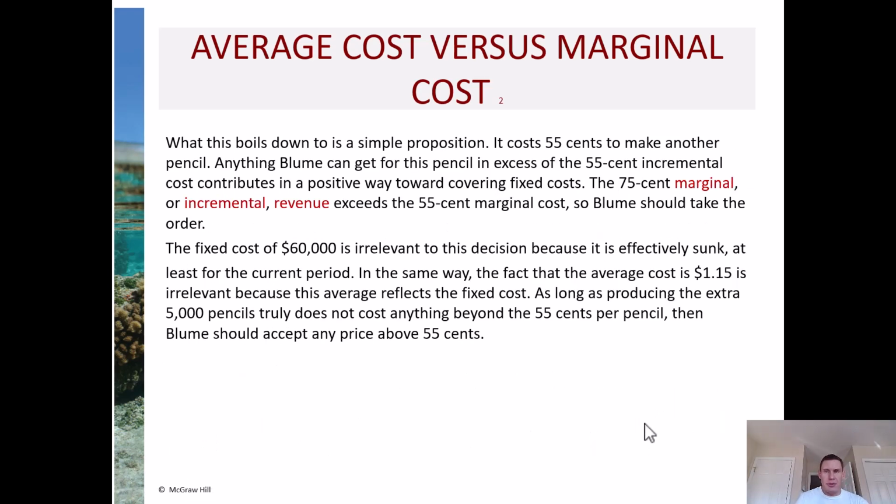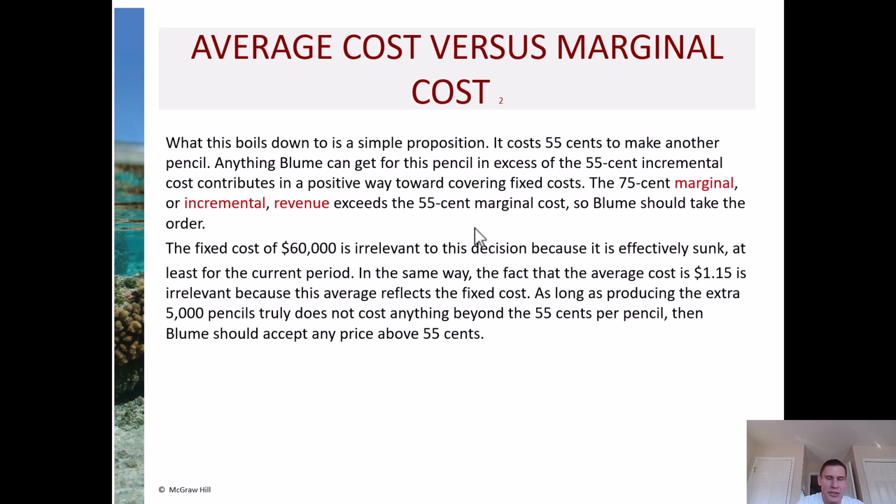And here is what it comes down to. If it's going to cost them 55 cents to make another pencil, anything that Bloom can get for this pencil over that 55 cents incremental cost contributes in a positive way towards covering their fixed cost, right? By doing the special order, their fixed costs don't change, so they don't really worry about those. They're just worrying about the variable cost per pencil, the 55 cents. So the 75-cent marginal or incremental revenue exceeds the 55-cent marginal cost, thus Bloom should take the order.